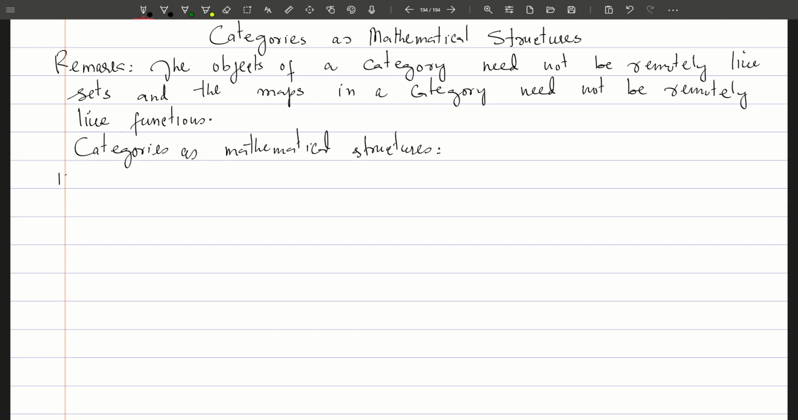So the first example is the empty category with no objects or maps at all. We denote this category by the empty set. So this category has no objects and no maps.